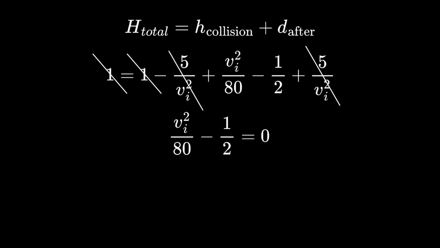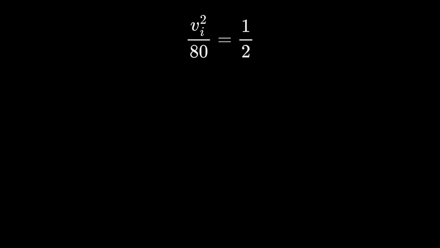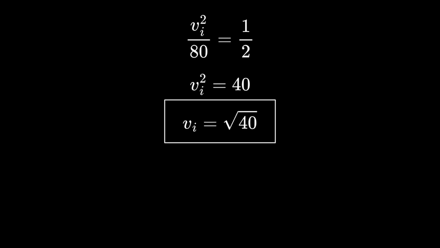And this leaves us with vi squared over 80 minus a half is 0. Doing some algebra, or just moving it over to the side, we're getting vi squared over 80 is 1/2. If we take that, we're going to know that vi squared is 40 by multiplying 80 to both sides. And that leaves us with our final answer: the initial velocity must have been square root of 40 meters per second. Isn't that cool? So that's our final answer.